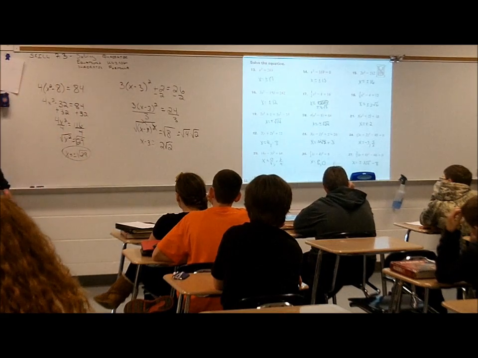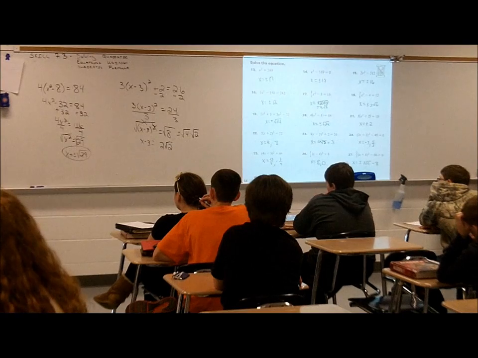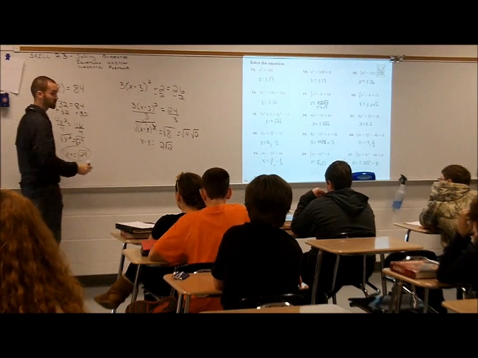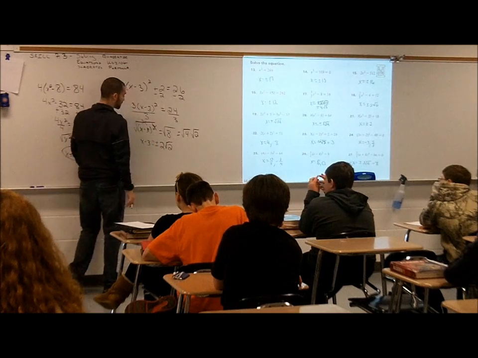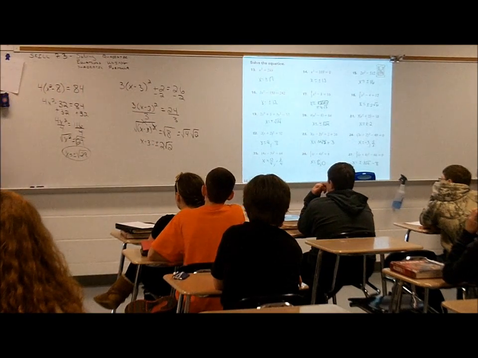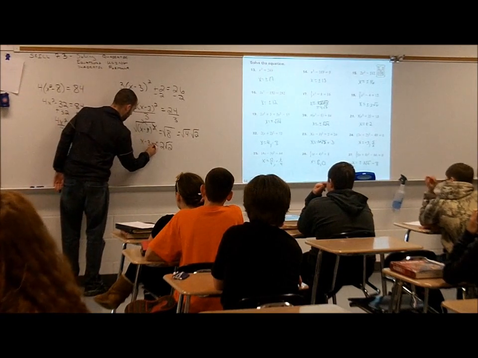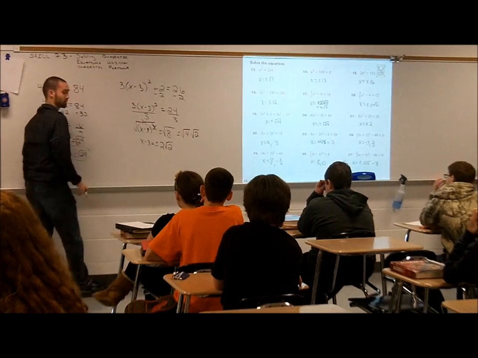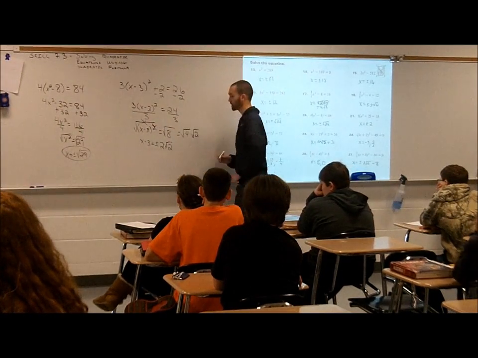Now, hold up real quick. What are we supposed to insert right after we square root? Plus or minus. So the plus or minus needs to go here. Okay? How many equations do we really have here now? 2. We have 2 equations. Based off this, what are our 2 equations?